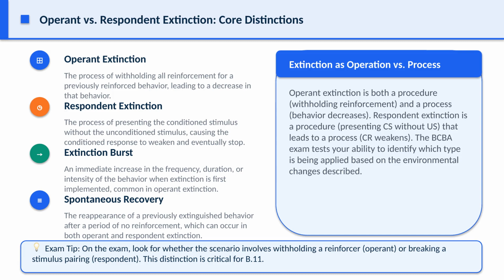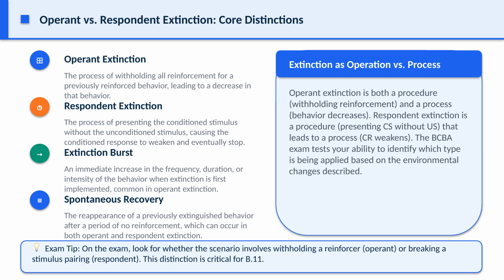Operant extinction involves withholding all reinforcement for a previously reinforced behavior, which leads to a gradual decrease in that behavior. In contrast, respondent extinction requires presenting the conditioned stimulus without the unconditioned stimulus, weakening the conditioned response until it stops. 2 key phenomena to remember are the extinction burst, an immediate spike in behavior when operant extinction begins, and spontaneous recovery, where the behavior reappears after a pause, occurring in both types.